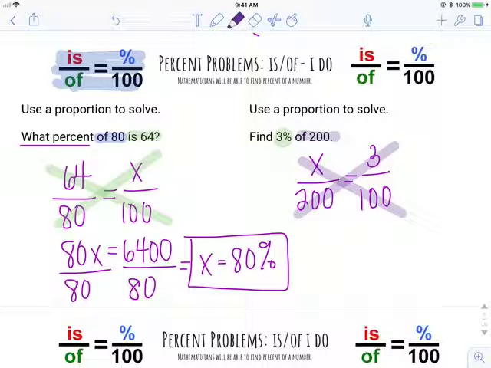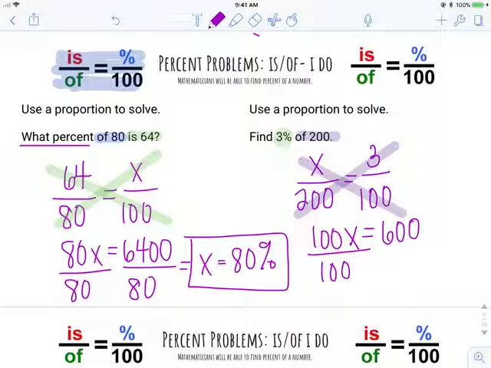We cross multiply. So we get 100x equals, and then 200 times 3 is 600. We divide by 100 on both sides, and x is equal to 6. And because we're finding the is number, the number is just 6, not 6%. We already knew the percent was 3.